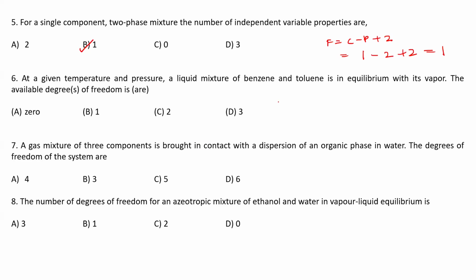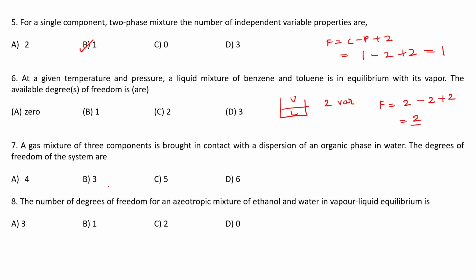So this is a liquid vapor equilibrium. Generally also we have discussed that at least two variables should be known. So we will see the same thing here now also. F is equal to components, benzene and toluene are there. So two components minus two phases, liquid and vapor, plus 2. It will be giving us 2. So the degrees of freedom are 2.